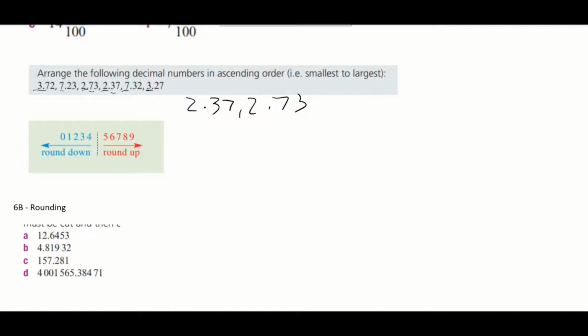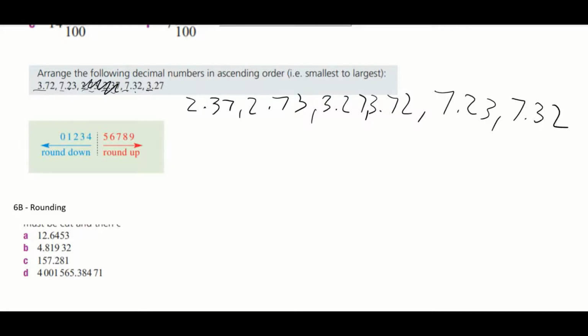We've got 3, 7, we can cross these out. 3, 7, 7, 3. So we look at the threes. 3, 2, 3, 7. Okay, well obviously we want the 3.27, then 3.72, and then we've got the 2, 7, 7 and 7, 2 and 3. So the 2 goes first, 7.23 and 7.32 is how it works. And you just go column by column, compare them as you go.